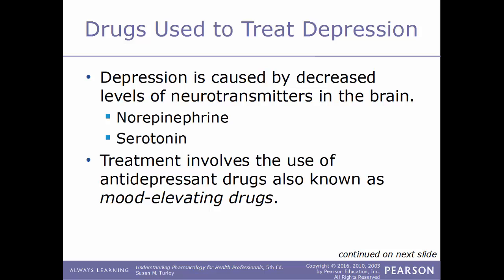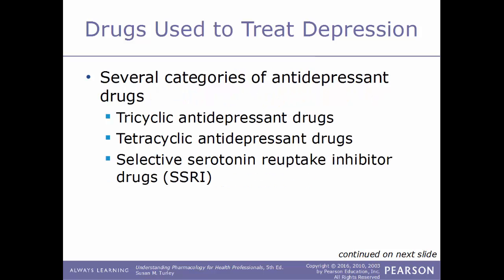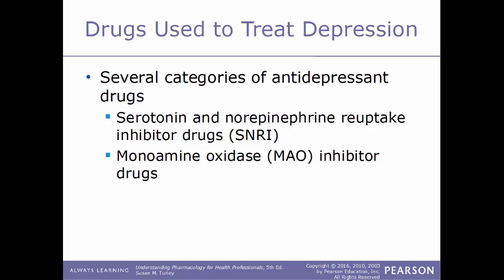Treatment involves the use of antidepressant drugs known as mood-elevating drugs. So treatment not only alleviates the symptoms of depression, but will also increase mental alertness, help to normalize sleep patterns, help to normalize the person's appetite, and decrease suicidal ideation. There are several categories of antidepressant drugs. They can include tricyclic antidepressants, tetracyclic antidepressants, and the SSRIs, selective serotonin reuptake inhibitors. Other examples of categories here: SNRIs, serotonin and norepinephrine reuptake inhibitors, and MAOIs, monoamine oxidase inhibitor drugs.